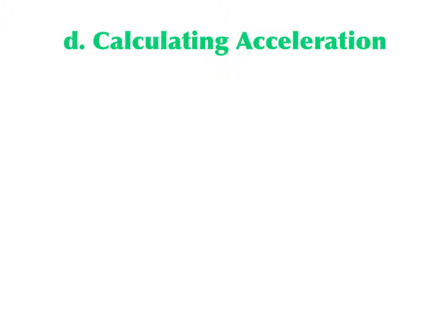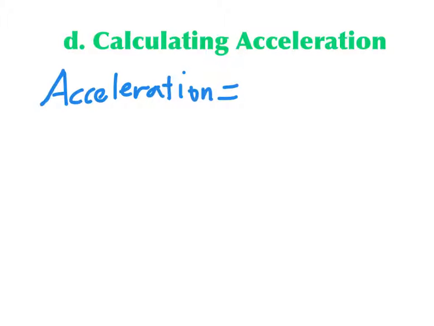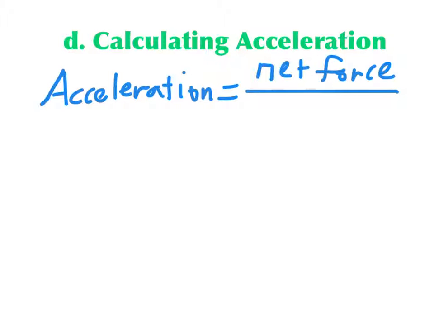Letter D says, calculating acceleration, we will use force and mass. So below here, I'd like you to write that acceleration equals net force divided by our mass. Or you could just write A for acceleration equals F for force over M for mass. Those are the same thing.